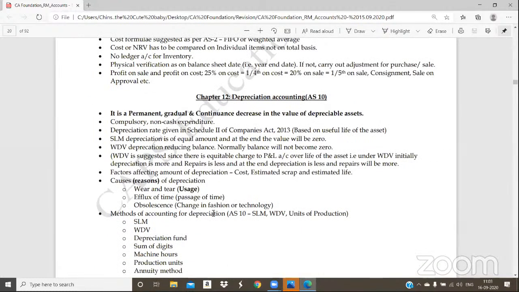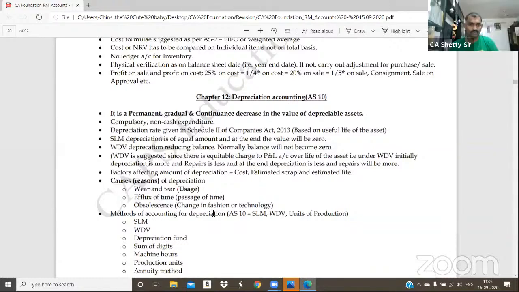Causes or reasons of depreciation: wear and tear, that is usage; efflux of time, that is passage of time; obsolescence, that is change in fashion or technology. Car I use it regularly, there is depreciation. I don't use it, there's a depreciation. Then semi-automatic and automatic, there's a difference. Technology changes, you have to change it. Next.